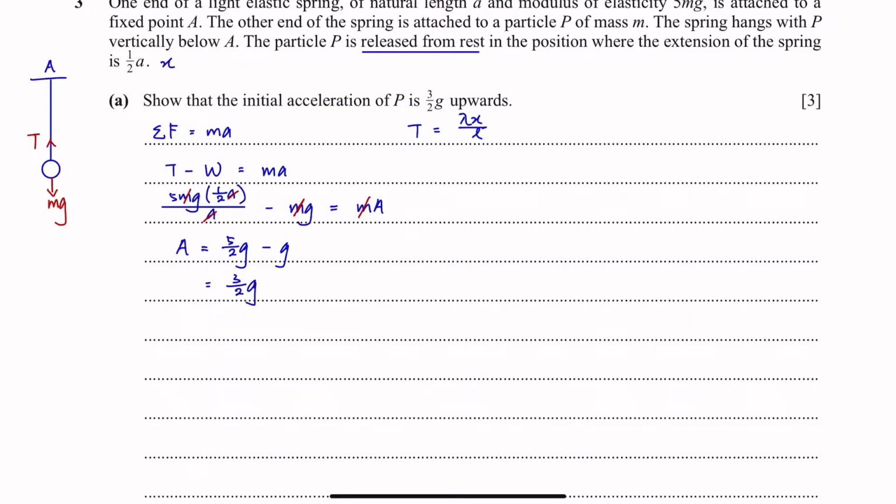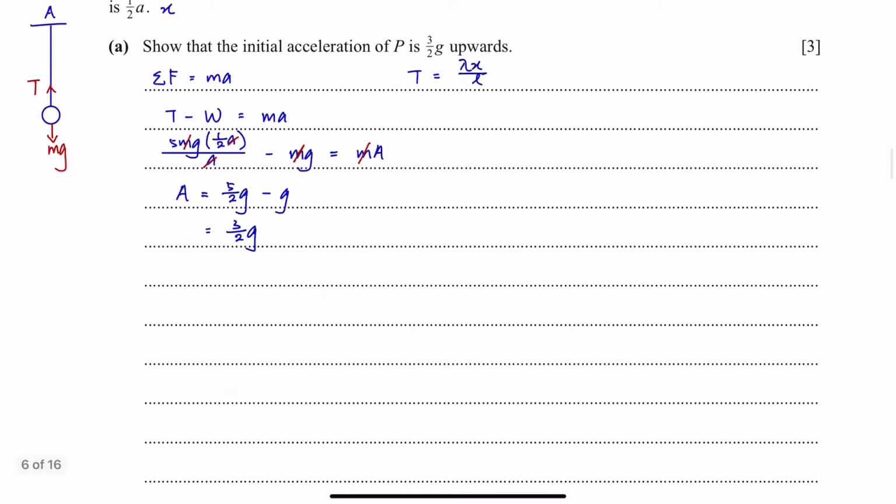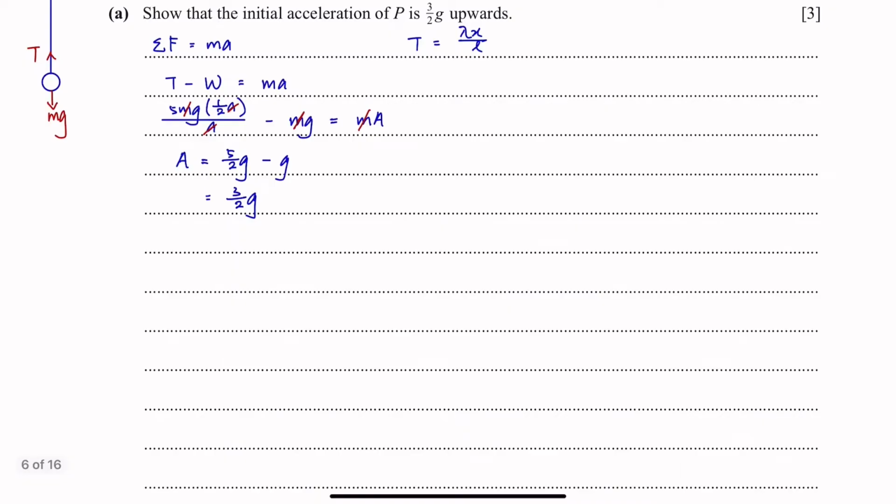So we prove that it's 3/2 g, but how do we prove that it's upwards? What I will do is write a sentence to explain. I will say the tension force upwards is greater than the weight downwards.